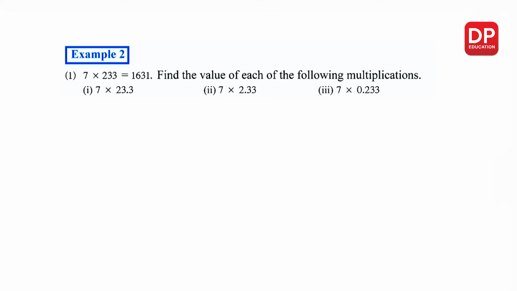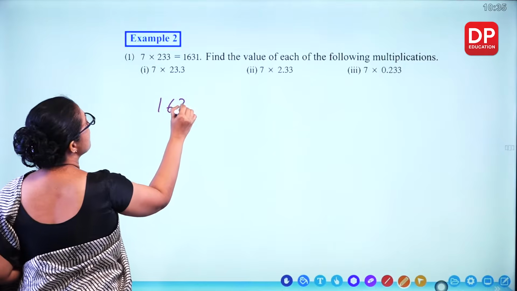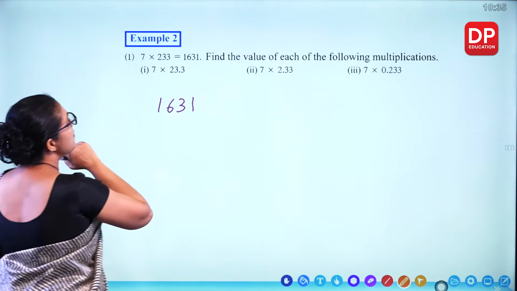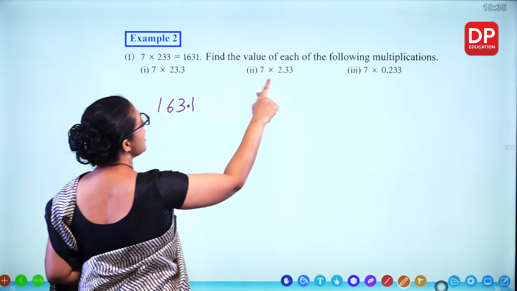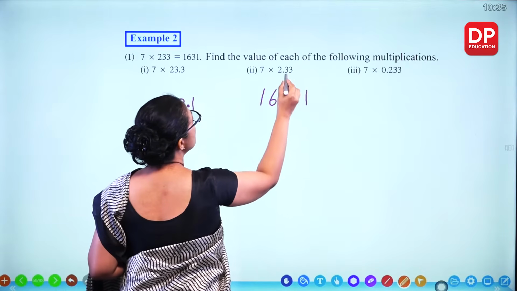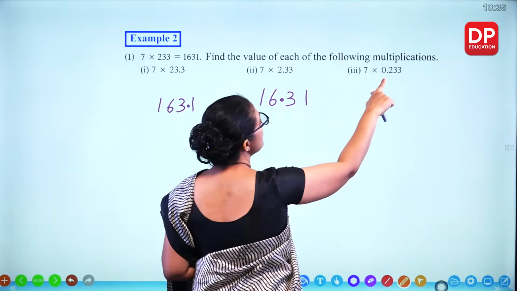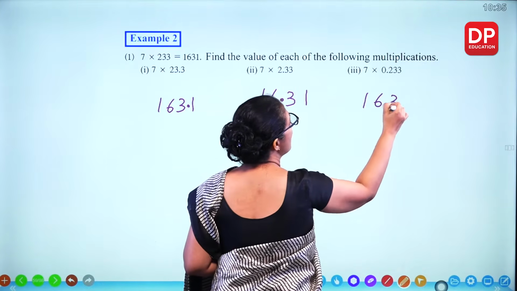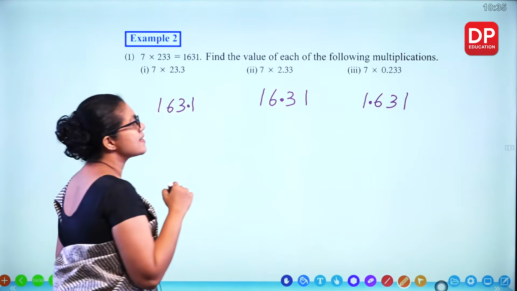Example number 2. 7 times 233 is 1631. Find the value of each of the following multiplication. So you get 1631 something, but here 1 decimal place is there, so you have to keep 1 decimal place here. 7 times 233, same answer you are getting, but 2 places you have to keep for this one. 7 times this, 1631, but 3 places you have to keep. The answer is 1.631.